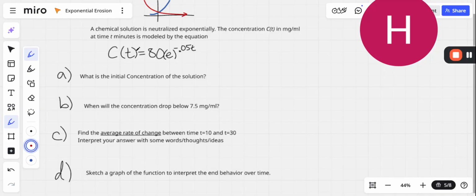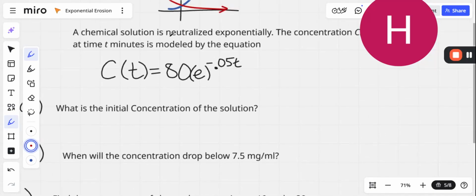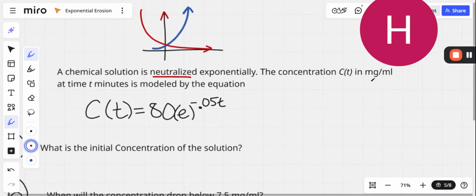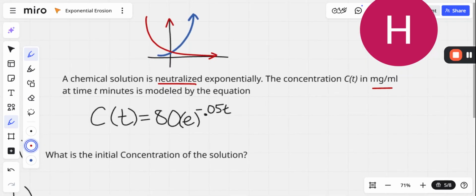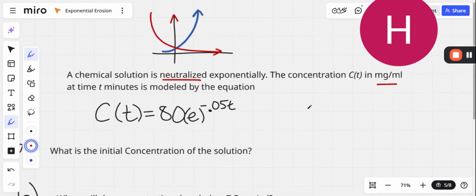Okay, let's get started. So this is about a chemical solution that is being neutralized exponentially. They're somehow removing its strength. The concentration C of t is in milligrams per milliliter. That's not too important, but that's just telling us that whatever substance it is that they're trying to remove or neutralize is being measured in milligrams per milliliter of the solution. A solution is just like a liquid mixture, basically. And we have t as time, that represents the minutes.